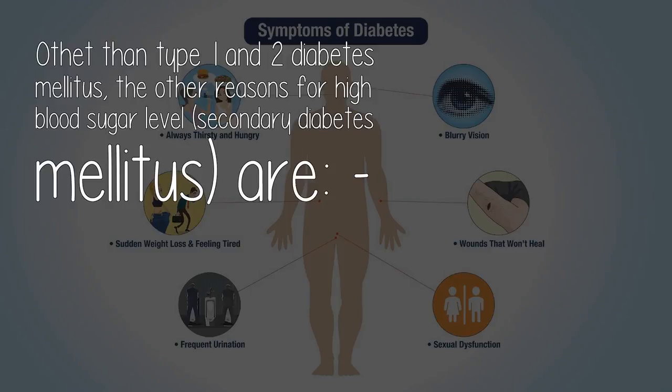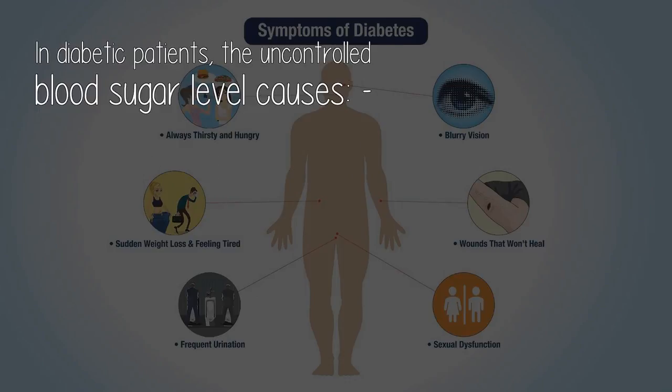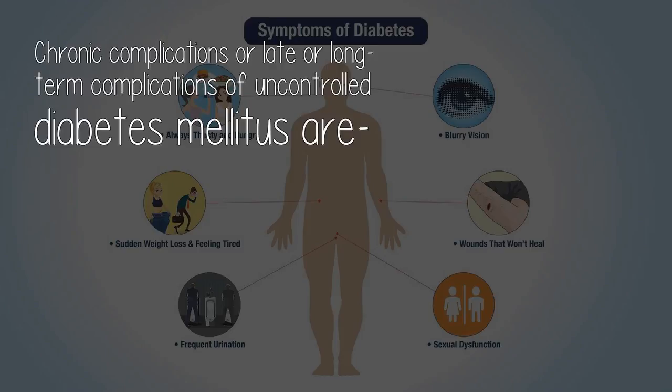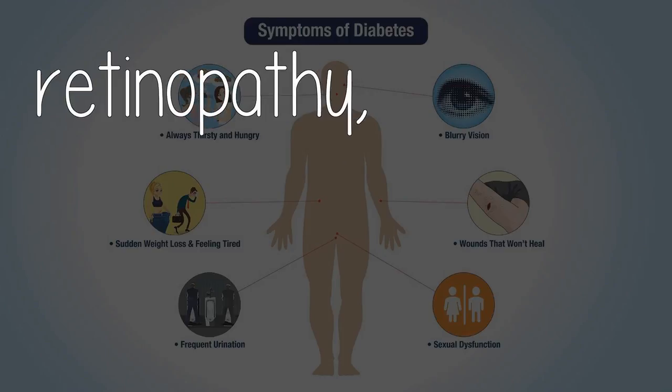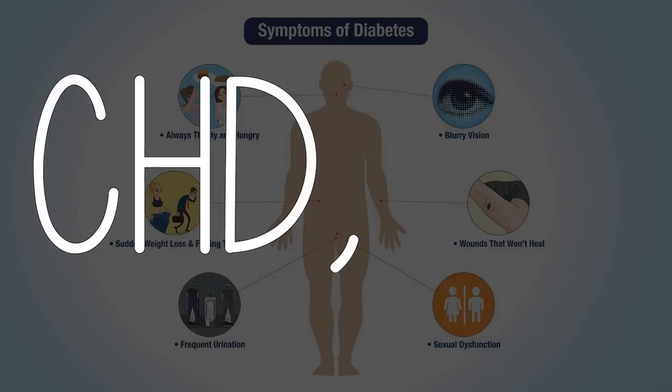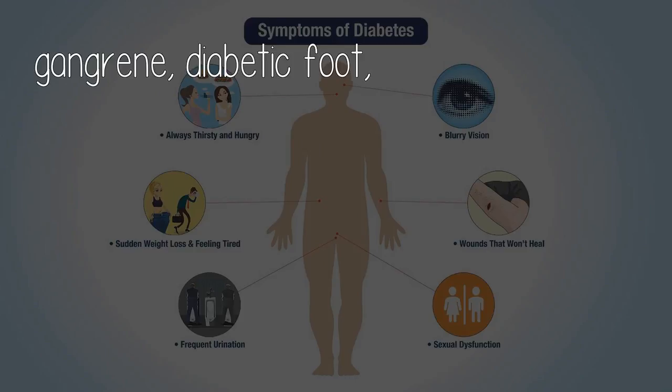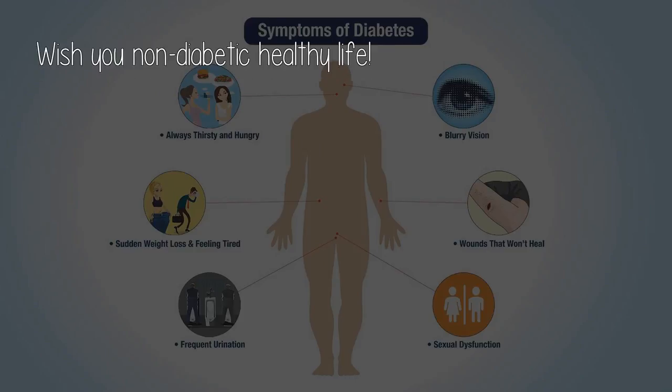The other reasons for high blood sugar level are secondary diabetes mellitus. In diabetic patients, the uncontrolled blood sugar level causes chronic complications. Later long-term complications of uncontrolled diabetes mellitus are nephropathy, retinopathy, neuropathy, CHD, gangrene, and diabetic foot. Wish you a non-diabetic healthy life.